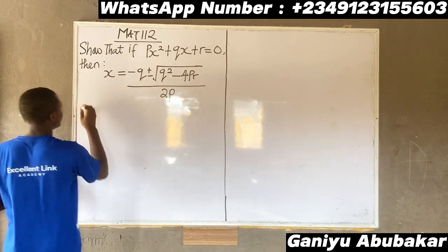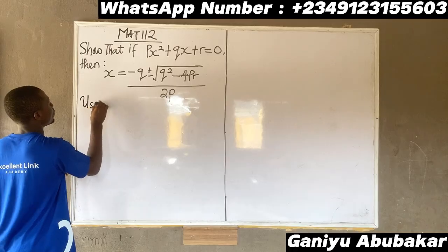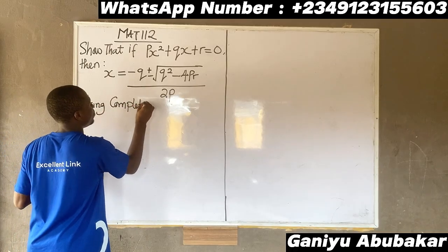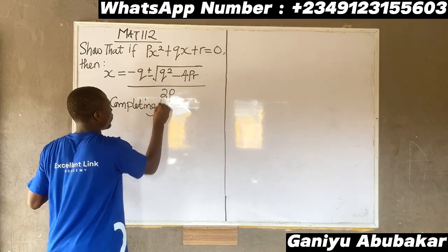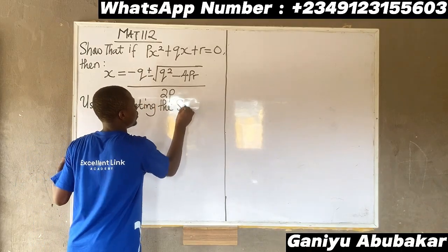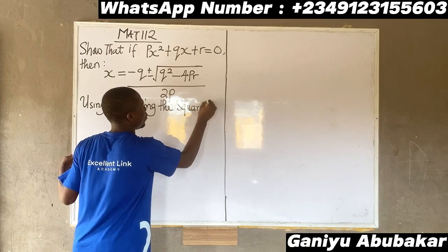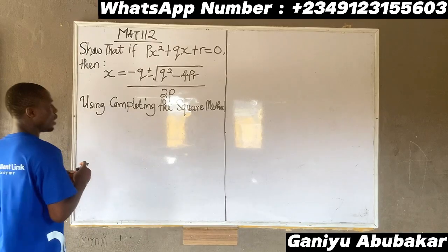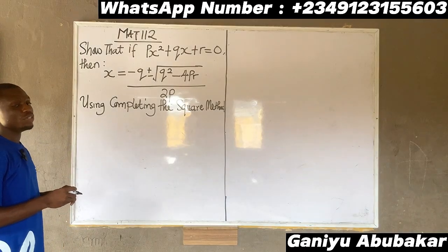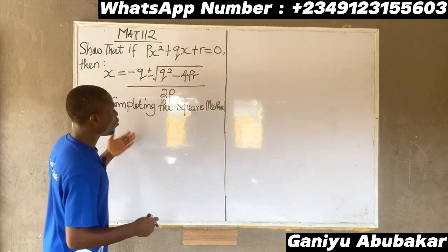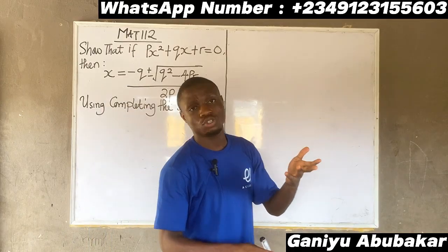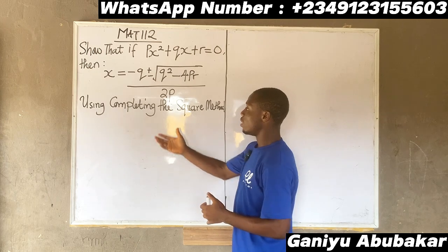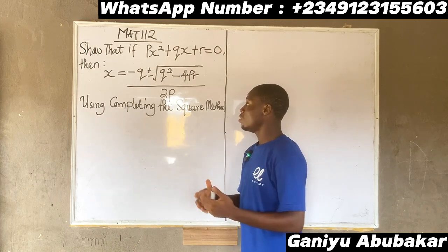So I'm saying this: using the completing the square method, of course. For this method, I've done a video on it. For those that don't know how to work with this, I'll drop a link to our previous class on how to solve using this method. So let's move on, please.